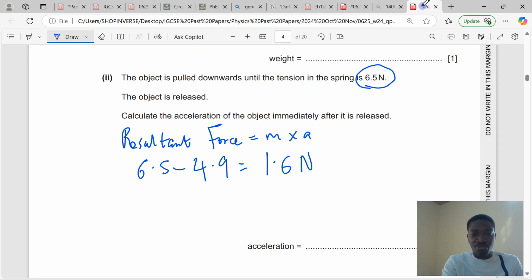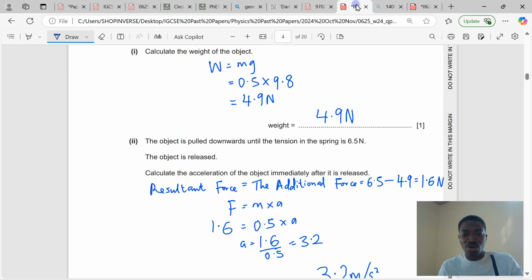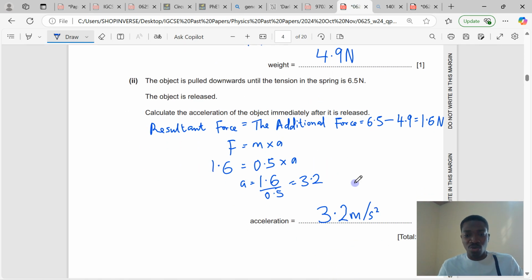Don't forget that resultant force must be equal to the mass multiplied by acceleration. What is the mass? The mass is 0.5. Good. So if 1.6 is equal to 0.5 times acceleration, that simply means acceleration will be 1.6 divided by 0.5, which will give us 3.2 meters per second square. And that is how we got this 3.2 meters per second square as the acceleration of the object.